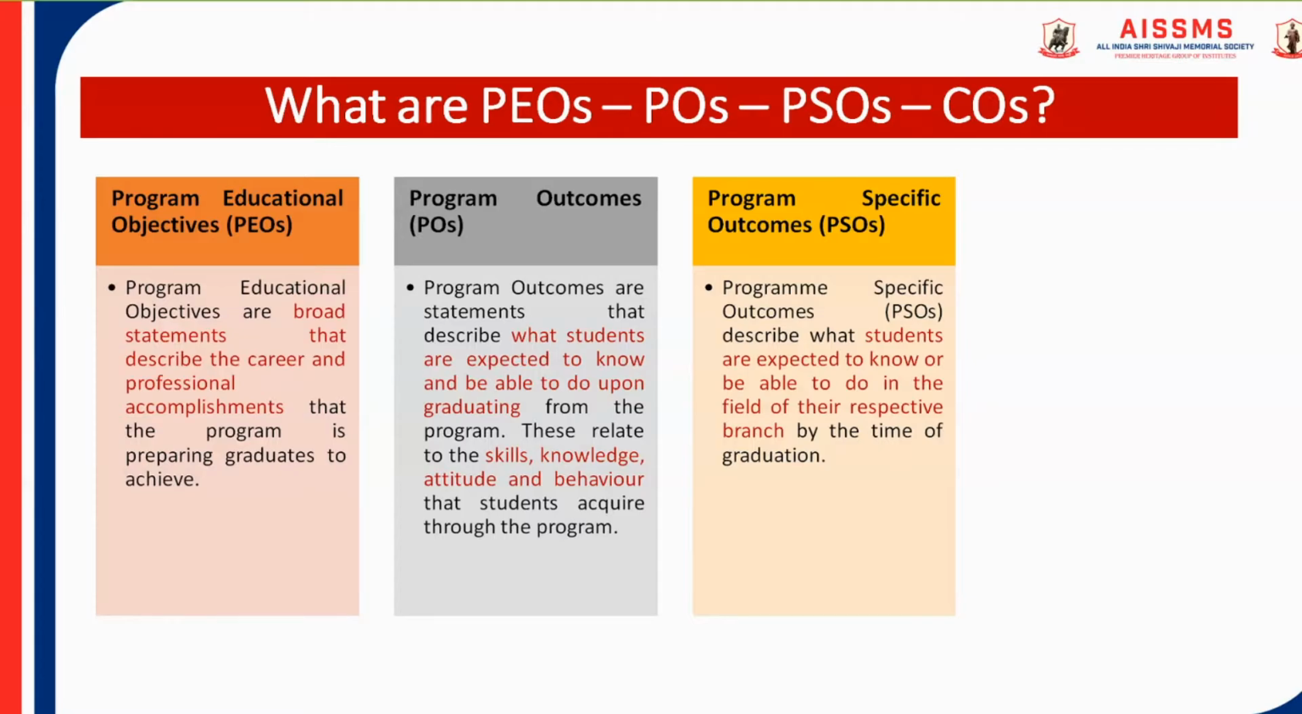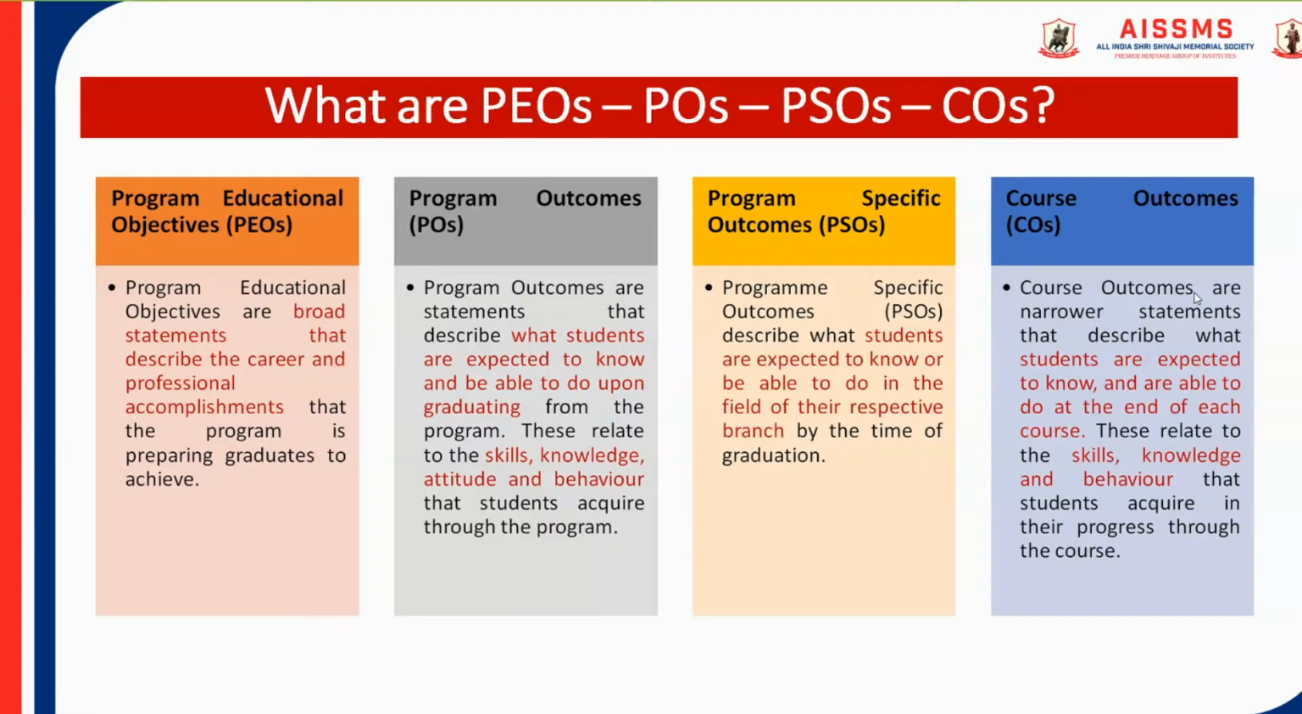Then, moving to the next point, we have the course outcomes. Course outcomes are narrow statements that describe what students are expected to know and be able to do at the end of each course. These relate to the skills, knowledge, and behavior that students acquire in their progress through the course.